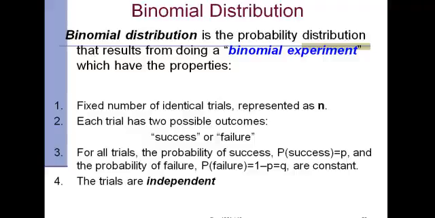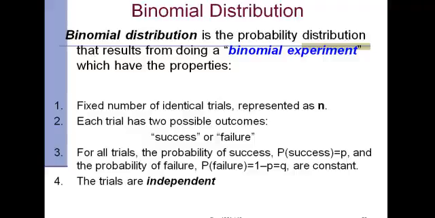Now, those words success or failure, don't be too confused by those words. We're just going to define an event as happening as being success and not happening as being a failure. For example, success would be making a sale. Failure would be not making a sale. For all trials, the probability of success is P, and the probability of failure then is 1 minus P, and they're constant. So every time a person goes to make this sales call, he or she knows that his probability of success is 0.2. That is constant.